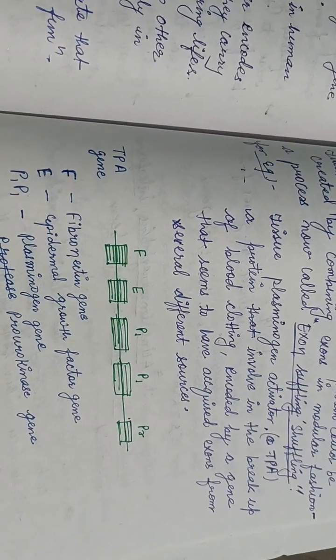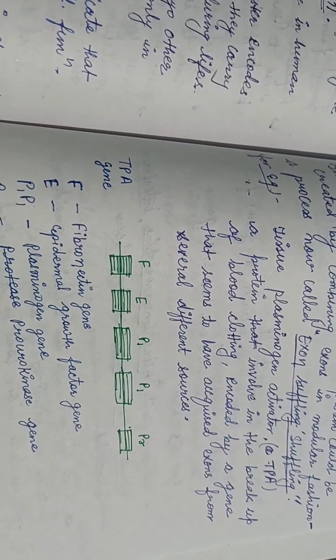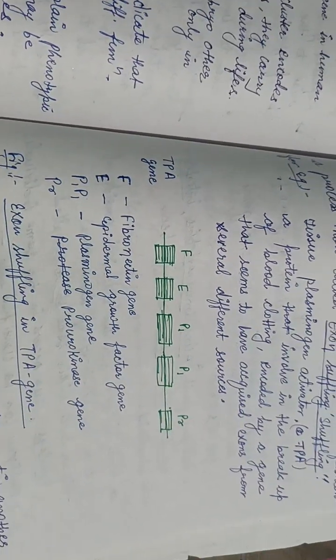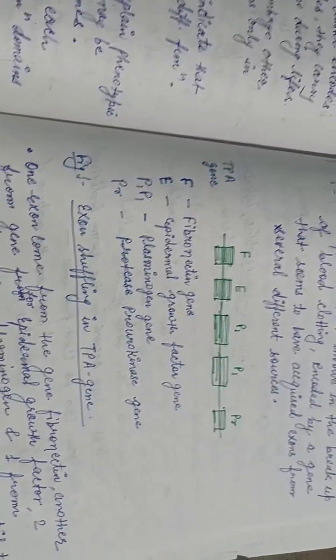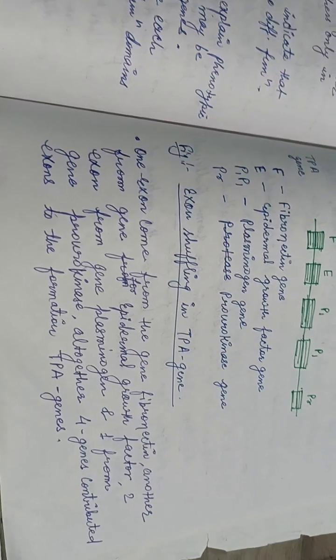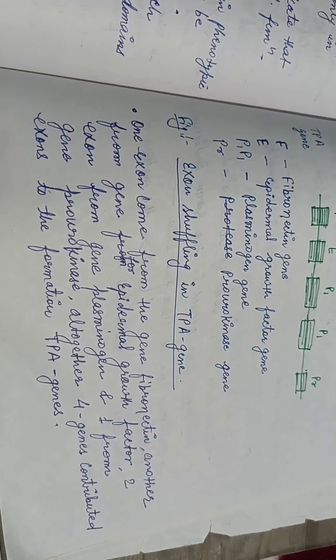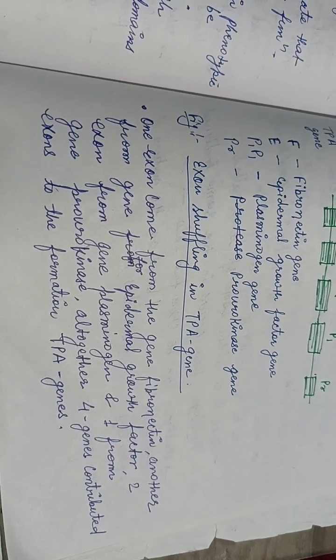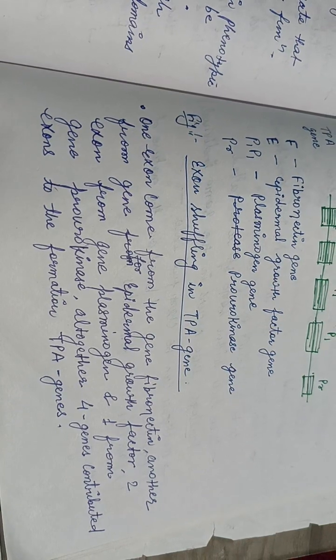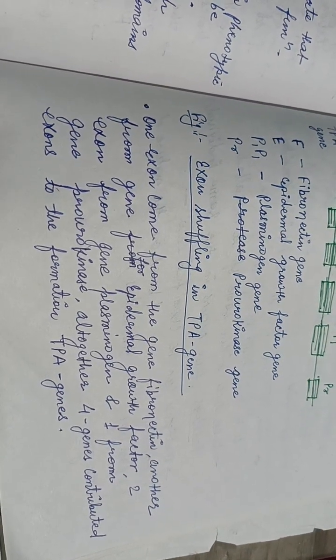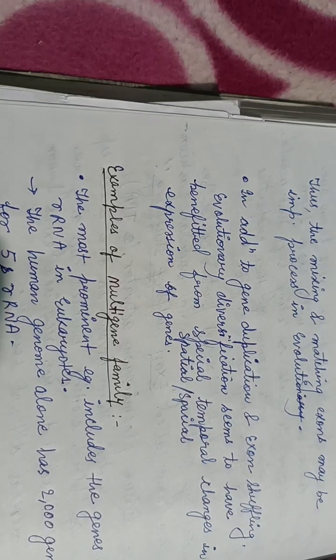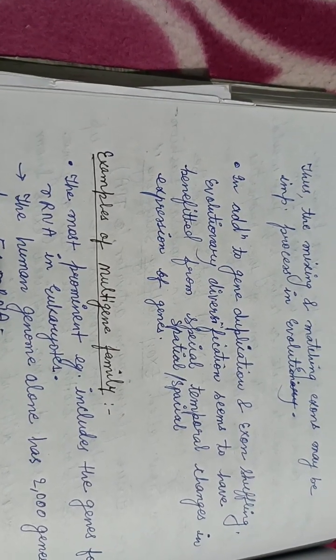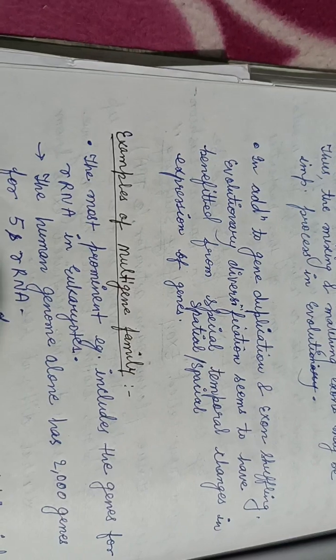Take tissue plasminogen activator, TPA. For example, consider exon shuffling in the TPA gene. One exon comes from the fibronectin gene, another from the gene for epidermal growth factor, an exon from the plasminogen gene, and one from the urokinase gene. Altogether, 4 genes contributed exons to the formation of the TPA gene. As a conclusion, in addition to gene duplication and exon shuffling, evolutionary diversification seems to have benefited from spatial and temporal changes in the expression of genes.